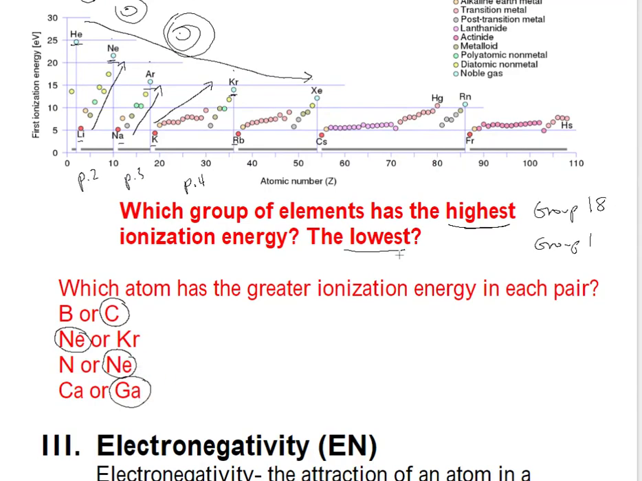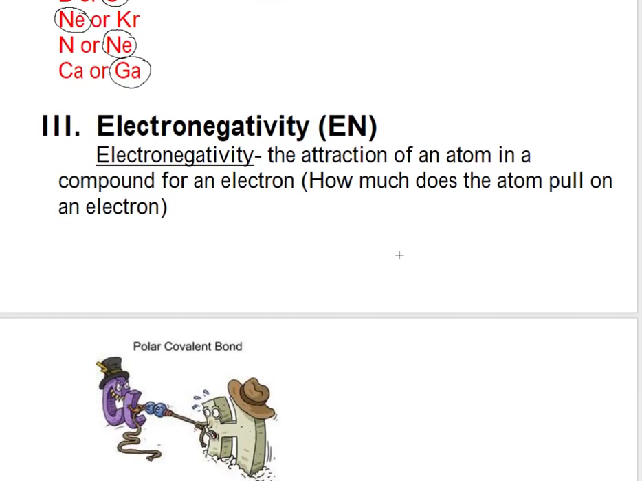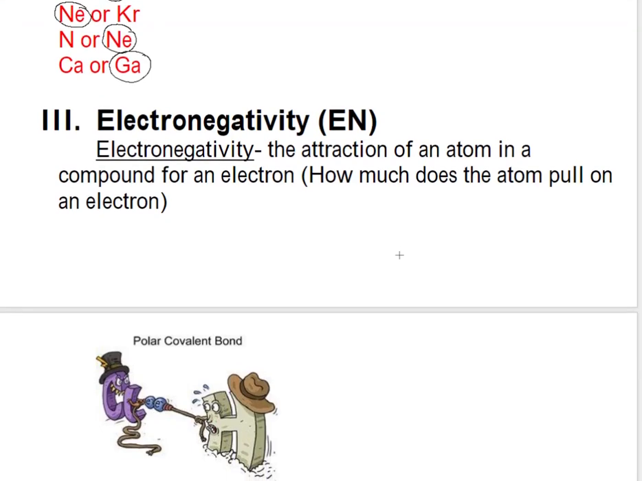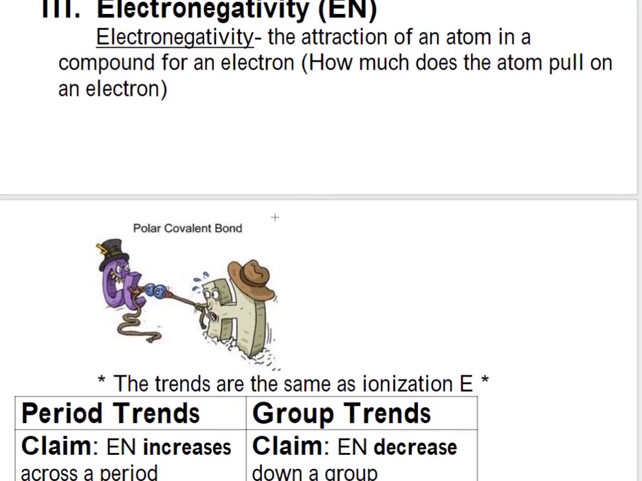All right, electronegativity is the attraction of an atom in a compound for an electron. How much does the atom pull on the electron? That's its electronegativity. Down here we can see the difference in the strength of the chlorine atom to the hydrogen atom. Chlorine has a greater pull on the electrons than hydrogen does. So we would say chlorine is more electronegative than hydrogen. It has a greater pull on the electrons.